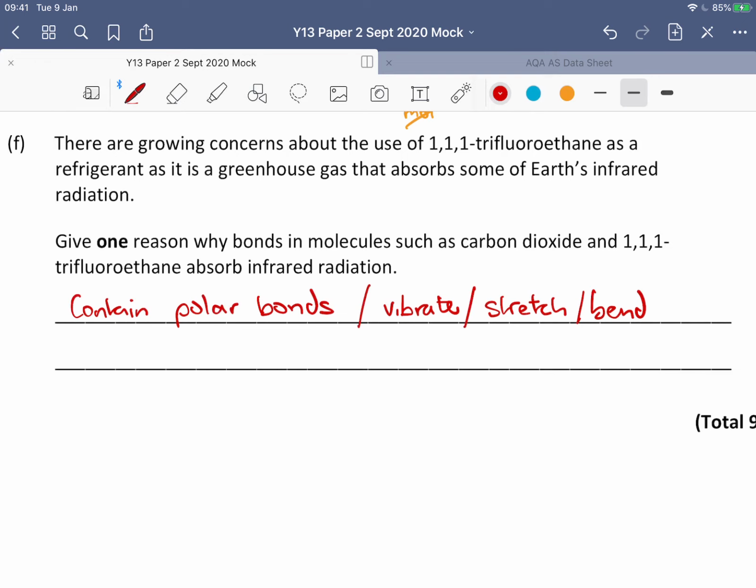But the vibration, the stretching, the bending, how you recognize whether something is going to vibrate, bend, stretch, whether it is going to absorb infrared radiation, is essentially if it contains polar bonds. So any questions about any of those, let me know.